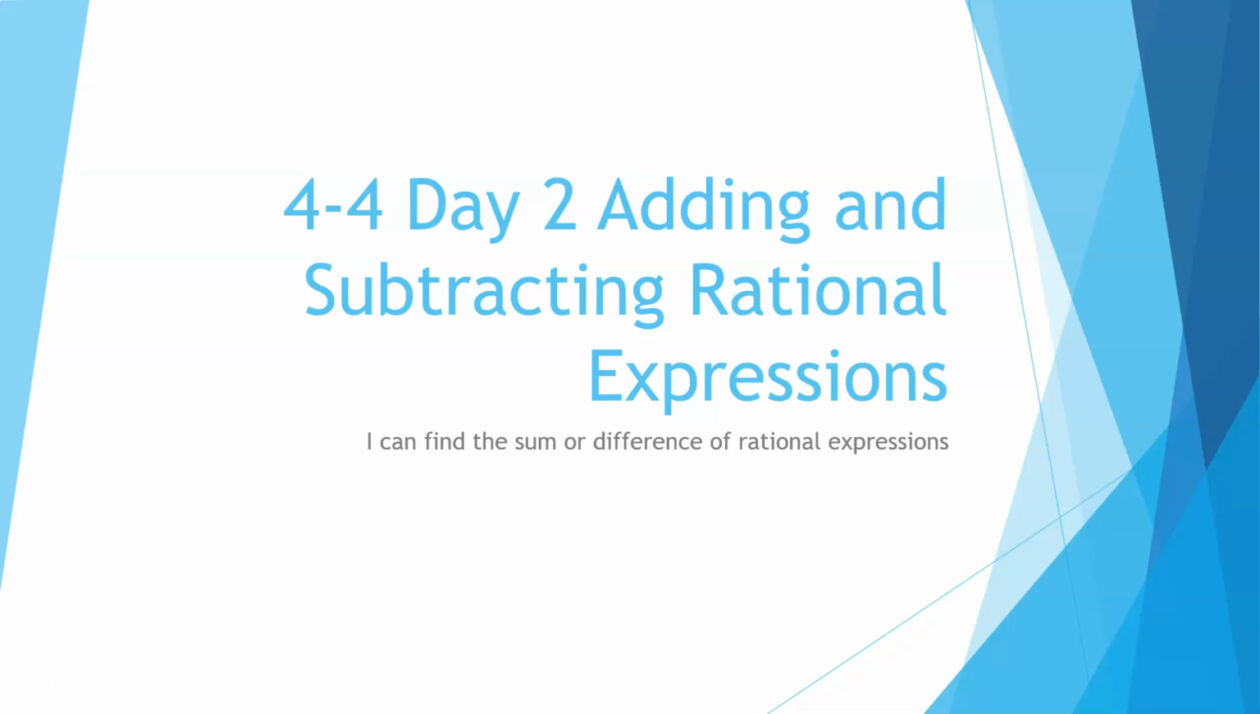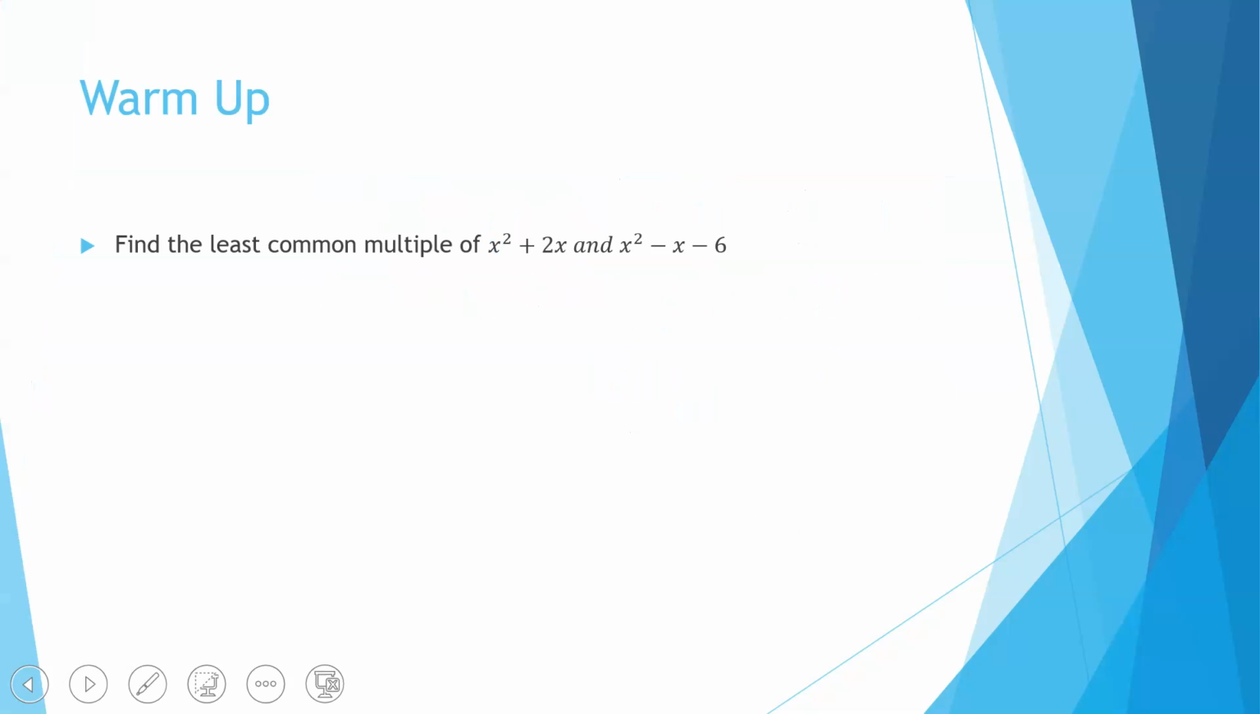Welcome back to our second day of section 4.4, where today we will continue adding, but we will add in subtracting rational expressions. I want you to start with a warm-up and find the least common multiple of x squared plus 2x and x squared minus x minus 6. When you're done, unpause your video and check your answer.